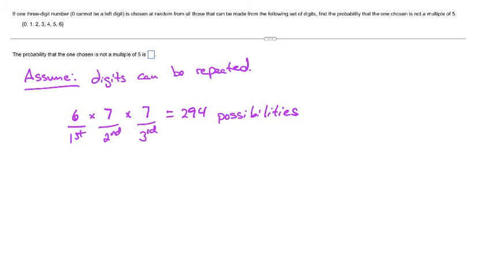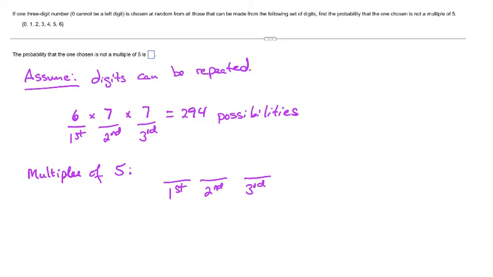Now, of those 294 possibilities, one way of doing this problem is to say how many of those numbers will be a multiple of 5. Again, we can imagine that we have our first digit, our second digit, and our third digit. Well, again, we know that our first digit cannot be a 0, and the only bearing of whether or not it's a multiple of 5 is in the third digit, so our ones digit.